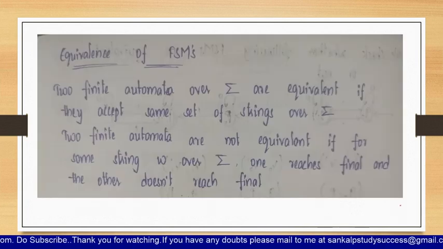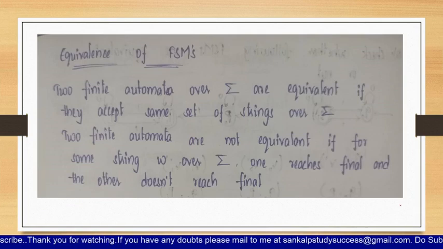So first of all, if you are given two finite state machines, you will find that two finite automata are not equivalent if for some string w over sigma, one reaches the final state and the other reaches the non-final state. If both reach the final state or both reach the non-final state, then you will say that the finite automata given are equivalent. But if one is reaching the final state and the other is reaching the non-final state, then you will say that those finite state machines are not equivalent.